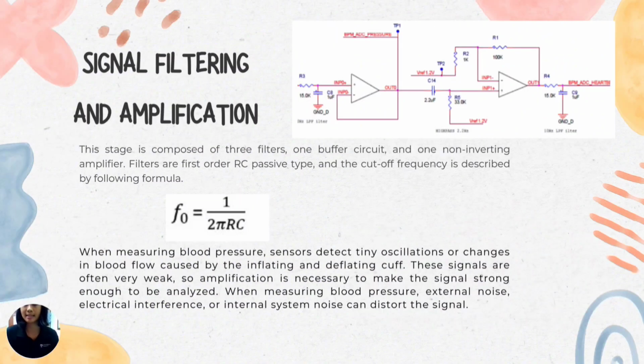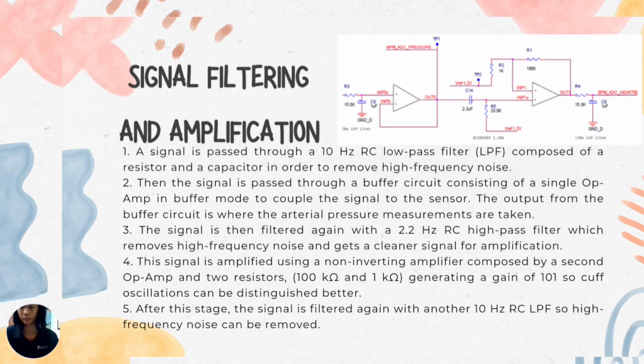Next, this is the circuit diagram of signal filter and amplification process in the blood pressure monitor. As you can see, this is the first order circuit consists of RC circuit. In a blood pressure monitor, signal filtering and amplification process are crucial for obtaining accurate blood pressure. These are the 5 points of explanation of the process.